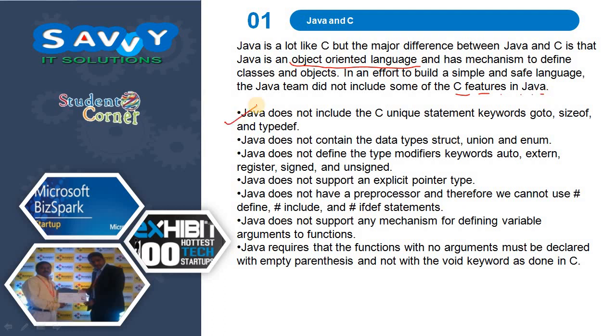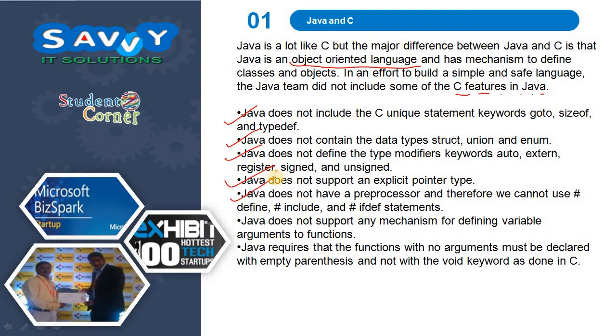Java does not include the C Unix statement keywords goto, sizeof, and typedef. Java does not contain the data types struct, union, and enum. Java does not define the type modifier keywords auto, extern, register, signed, and unsigned. Java does not support an explicit pointer type.